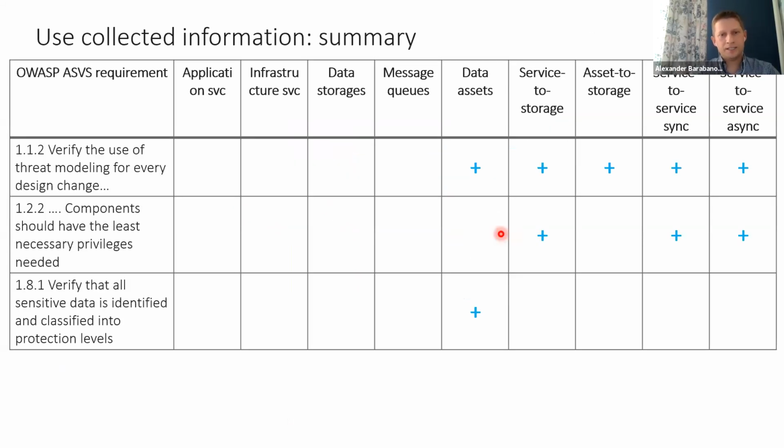And here is just a quick summary of what types of collected information are suitable for doing some application security activities based on OWASP SAMM. For example, to analyze the principle of least privilege, you may need information about service to storage relations, information about service to service, synchronous and asynchronous communication, and so on.